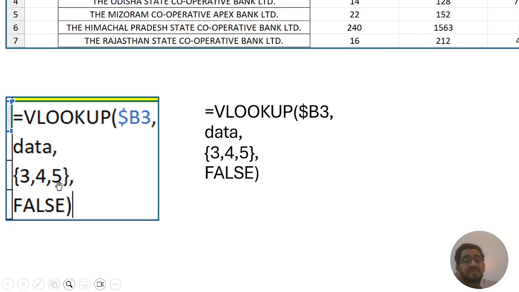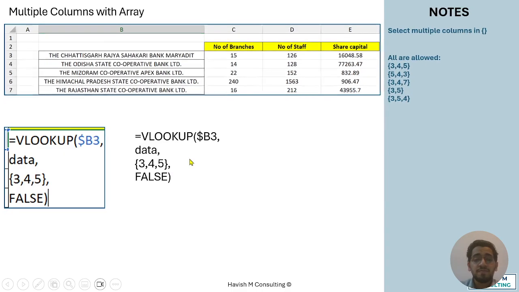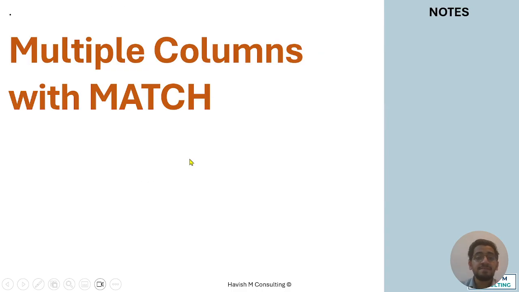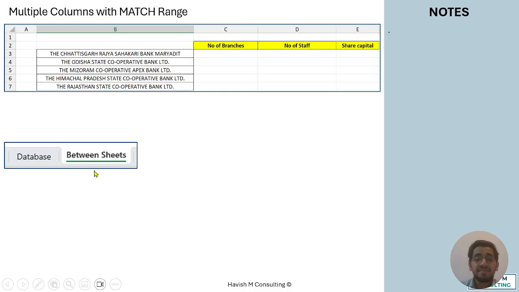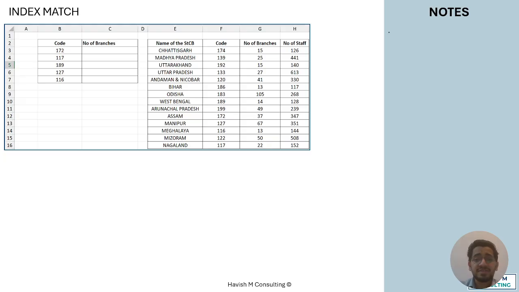You can put the column index numbers in curly brackets, and that gives you multiple results in one formula. Then we looked at multiple columns with match, where you're making the headers dynamic, right? So there are different examples. Then we looked at index plus match, which is a very good alternative for VLOOKUP because it allows you to look to the left of the data as well.